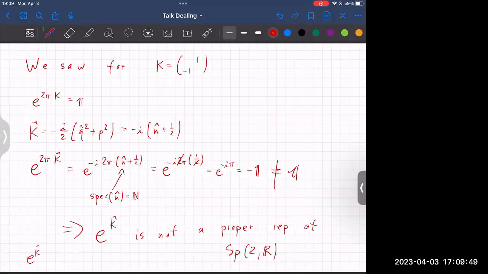e to the k hat gives a representation of MP2NR, where this is called the metaplectic group.